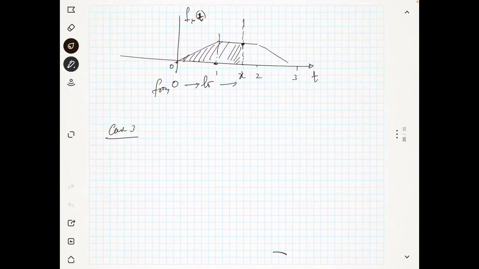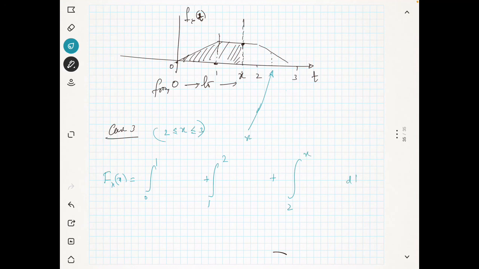Anyway, so I am going to take any point here now. This is my point x here. I am going to select the point x. X is between 2 and 3. So I have to find the fx of x. So I have to integrate from 0 to 1, 1 to 2, and 2 to x.